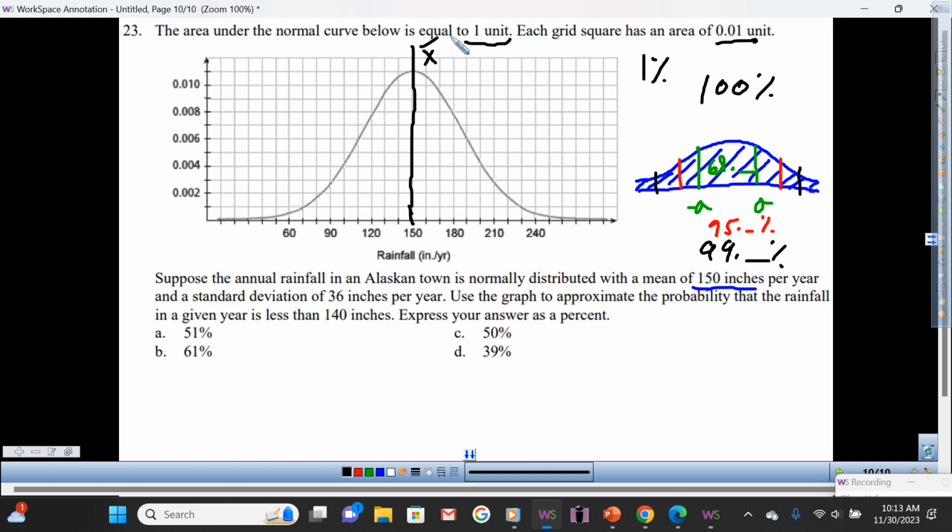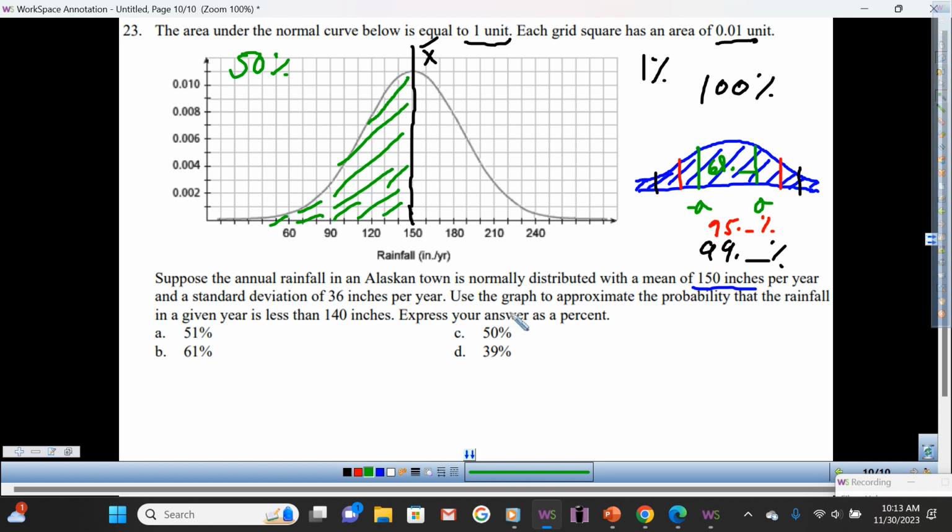So question. Tell your neighbor how much percent is below the mean. Gabriel, how much percent below the mean? Yes, 50%. So that's what we're going to start with, 50.